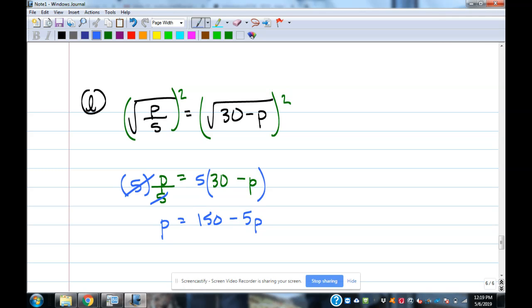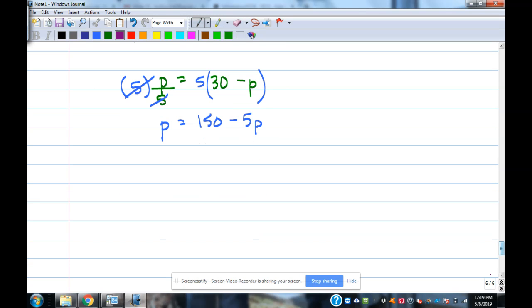Some of you are fine with working with the fraction in there. Some of you, this might be a better option just because you're more comfortable and more familiar with things that are not fractions, okay? So next step would be do what? Add the 5p because the like terms. That's going to be 6p is equal to 150. Divide by 6 is the last step. 150 divided by 6. There are 6 quarters in $1.50.